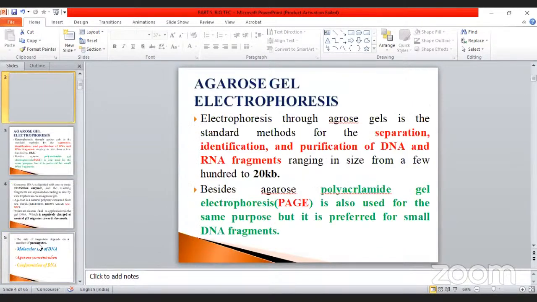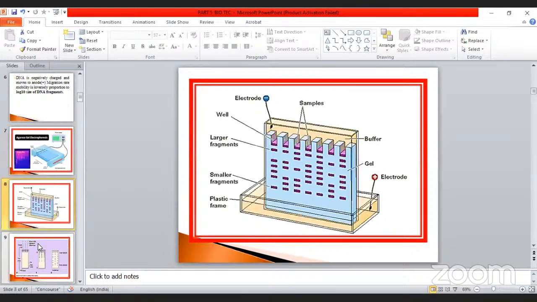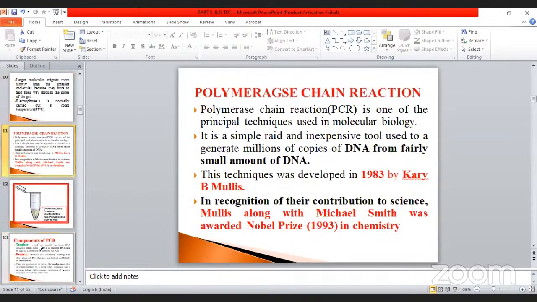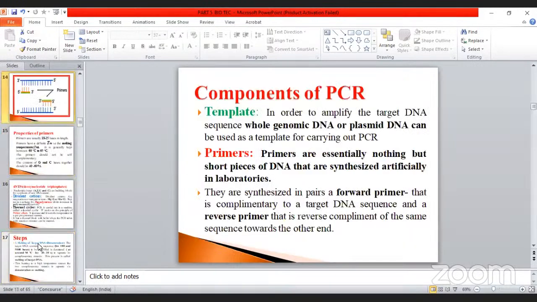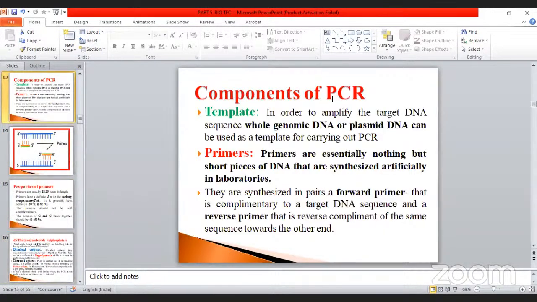See here. Yes, gel electrophoresis we already saw. Okay, see here, the polymerase chain reaction we already saw, and the components of PCR. Template is very essential, and primer is also very essential. Okay, so after the introduction of the primer, what happened? There are two types of primers. One is called the forward primer, and another one is the reverse primer.